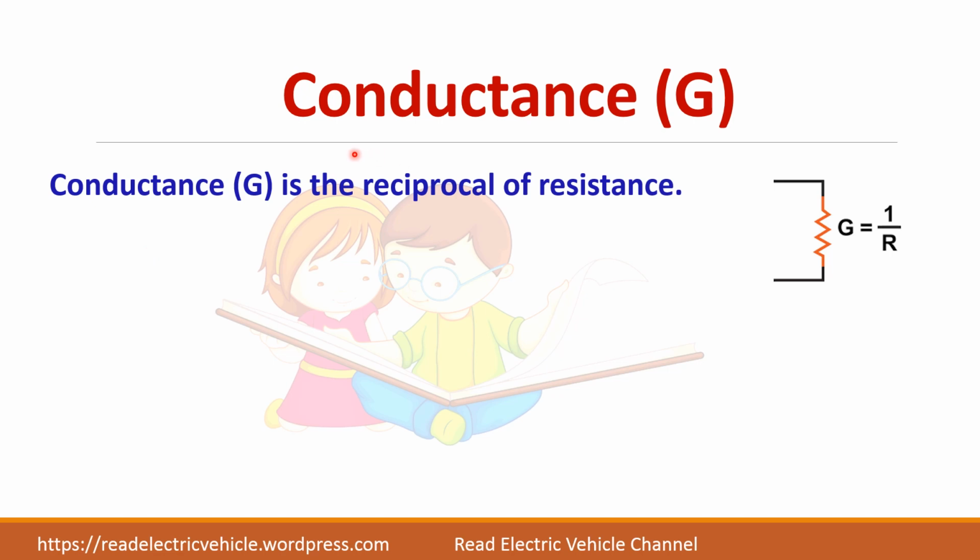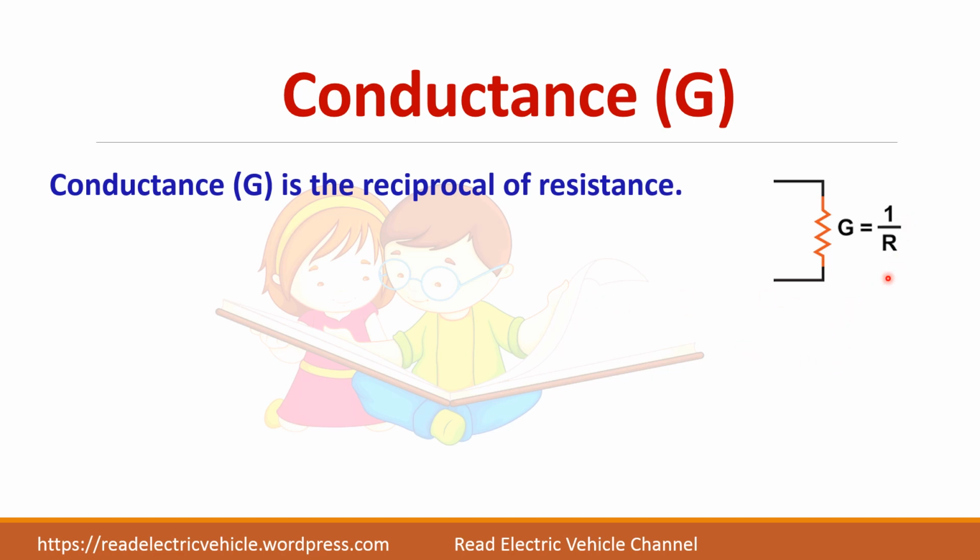Now let us see about conductance. Conductance is the reciprocal of resistance. The symbol is the same, but instead we will write G is equal to 1 by R. Here R represents resistance, whereas G represents conductance. This conductance will be specified in some parallel circuits so that it will be easy to simplify these circuits.